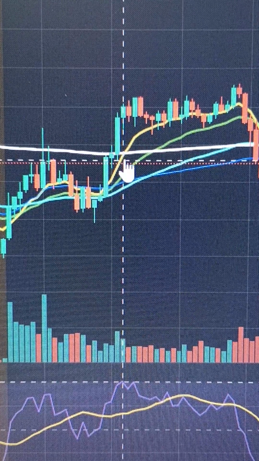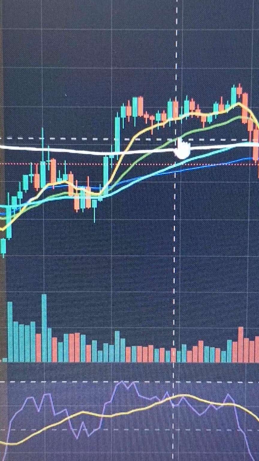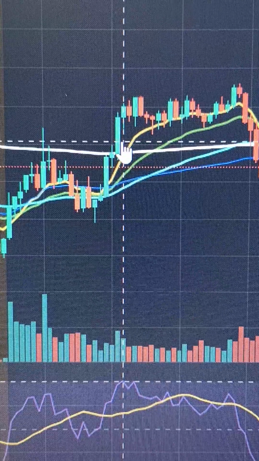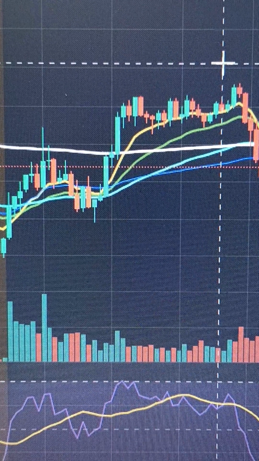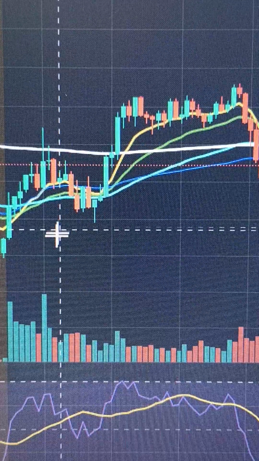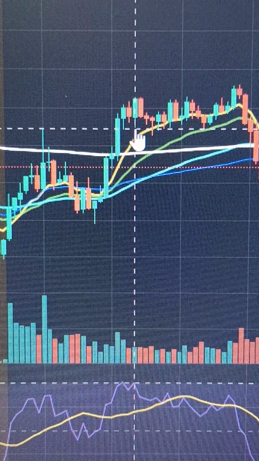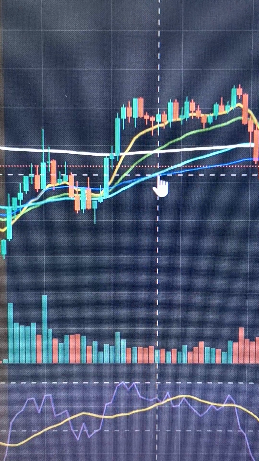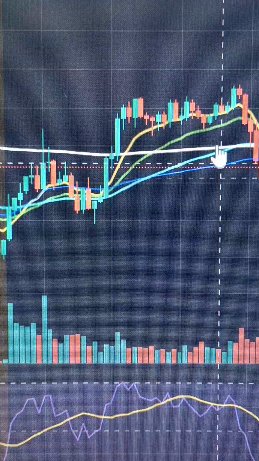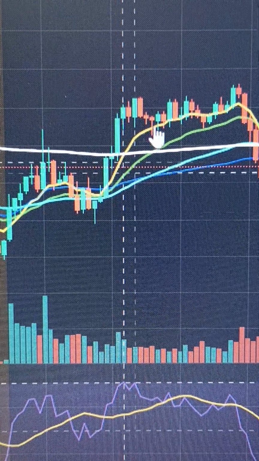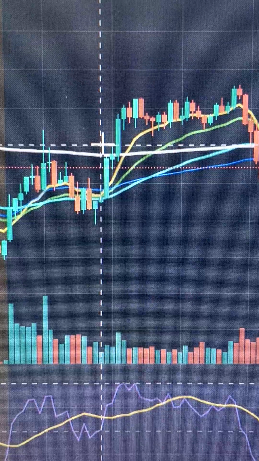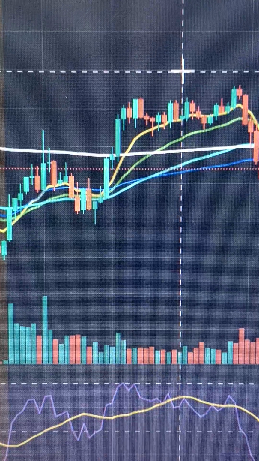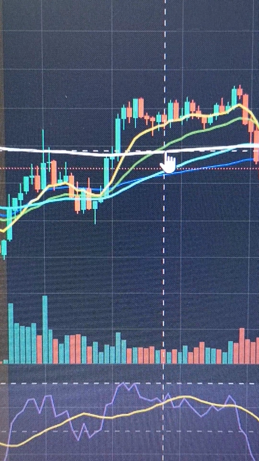As long as this 9 EMA is above the 21 and the 50, the market is most likely to continue to go up, continue in the trend. And this is the trend continuation utilizing the 9 EMA, the 21 EMA, and the 50 EMA. As long as they stay bullish, the probability the market will continue to go up is higher. Remember, we're dealing with probabilities in trading.